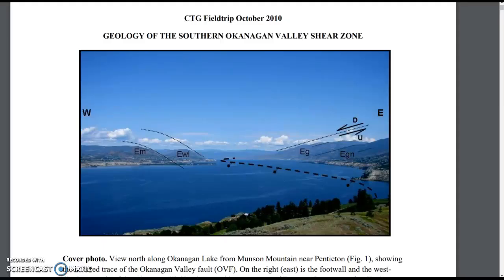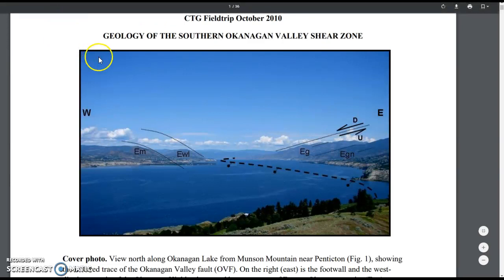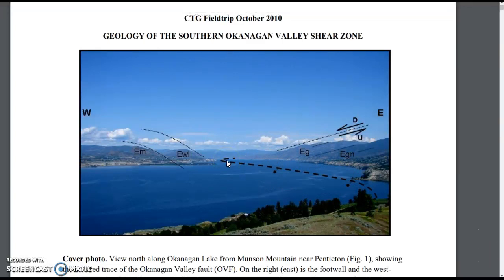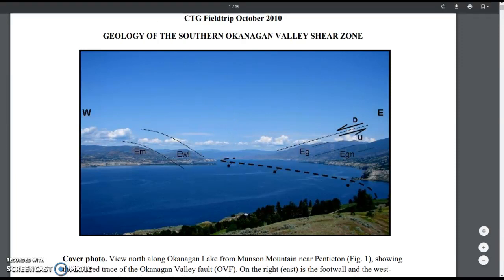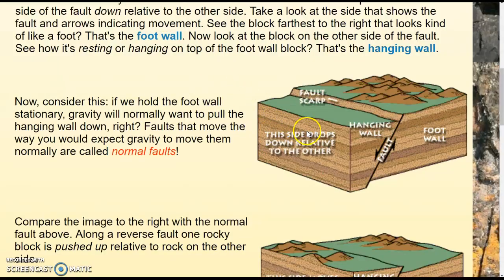Okay, now this is a shot of the Okanagan Lake, and the dotted black line here shows you the location of the fault. Now it's what they call a normal hanging wall fault, which let me go over to the next one. I'll show you here. This is what's called a normal fault with a hanging wall and footwall.